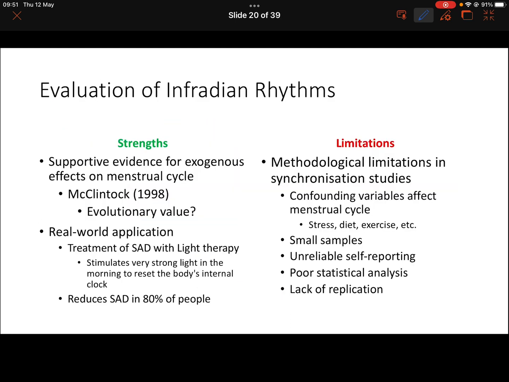All right, so let's move on to evaluating our infradian rhythms. Our key support for the menstrual cycle and the role of exogenous effects on the menstrual cycle comes from that McClintock study. There were arguments and discussions at the time. The field of evolutionary psychology was really coming to prominence, and there were evolutionary explanations for this synchronization effect. They thought it had evolutionary value.